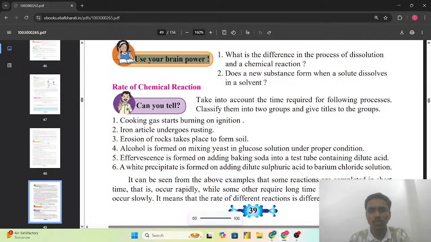So we have a question in Use Your Brain Power. What is the difference between the process of dissolution and a chemical reaction? Does a new substance form when a solute dissolves in a solvent?